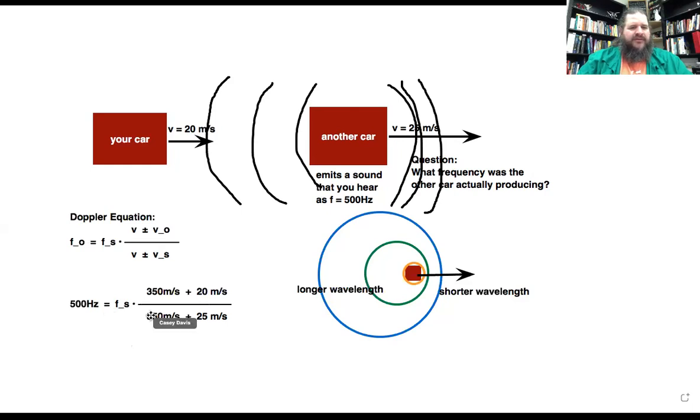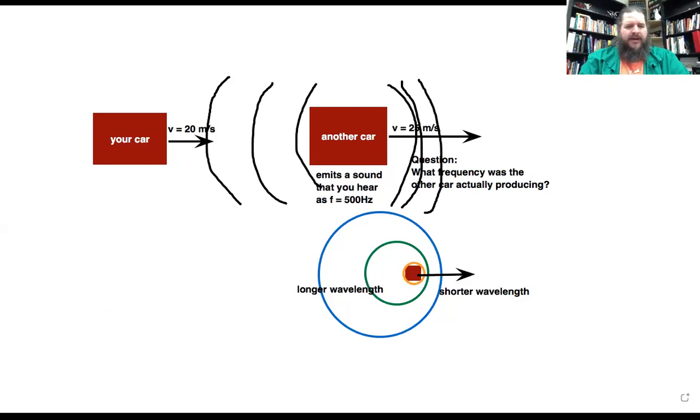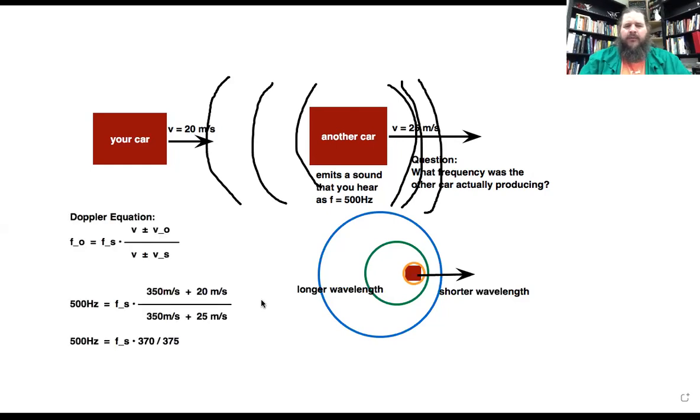But going back to the equation here, if we simplify this a bit, we get 500 hertz equals frequency of the source times 370 over 375. And what happens to the units there? If we've got meters per second in the numerator and meters per second in the denominator? Yeah, those cancel out. So that means the result, 370 over 375, is a unitless ratio.